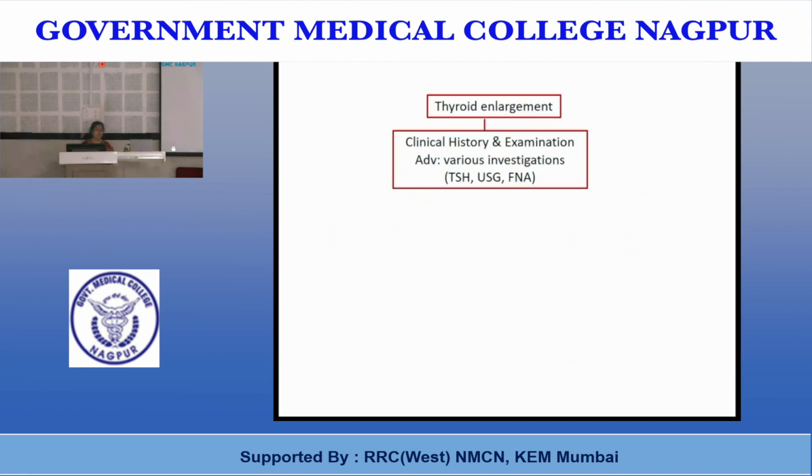Now let's directly go to a patient who has a thyroid enlargement. Besides the clinical details, he is given a list of investigations which include TSH, ultrasound and FNA. Always remember that these biochemical, radiological and cytological findings should always complement each other.